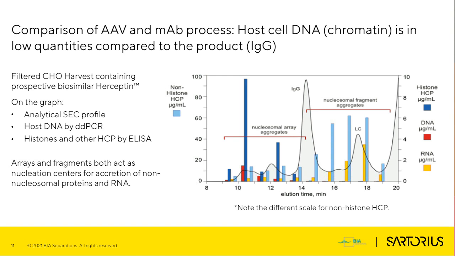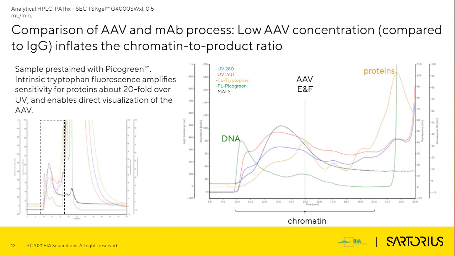Since the product is present in very high concentration, the product to chromatin ratio is such that this type of analytics is very useful. However, this is in the monoclonal antibody field, which is already developed to give very high yields. The situation is quite different when we go to the AAV field.